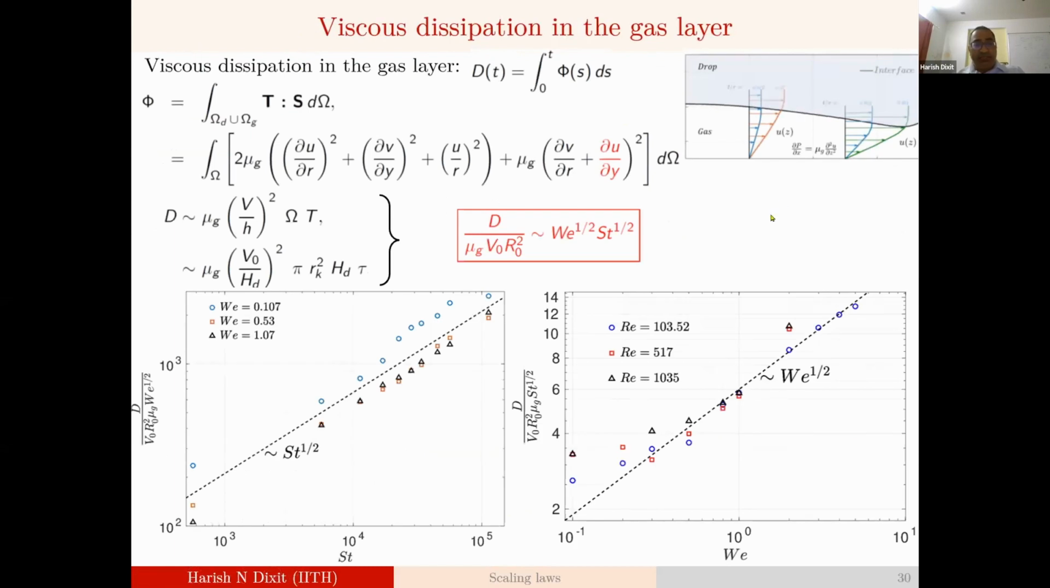We can write down the general expression for the dissipation, and we look at the dominant balance. And here we can see shear in the gas layer. By looking at the dominant balance, we can actually get a scaling law for the dissipation in the gas layer during contact. So this actually tells us how much of the drop's energy is lost to the gas layer during this process. And this is a scaling law, Weber to the power half and Stokes to the power half. We do two different ways of checking this. We vary the Weber number, or we vary the Stokes Reynolds number or the Stokes number, and we get a fairly good agreement in both cases.